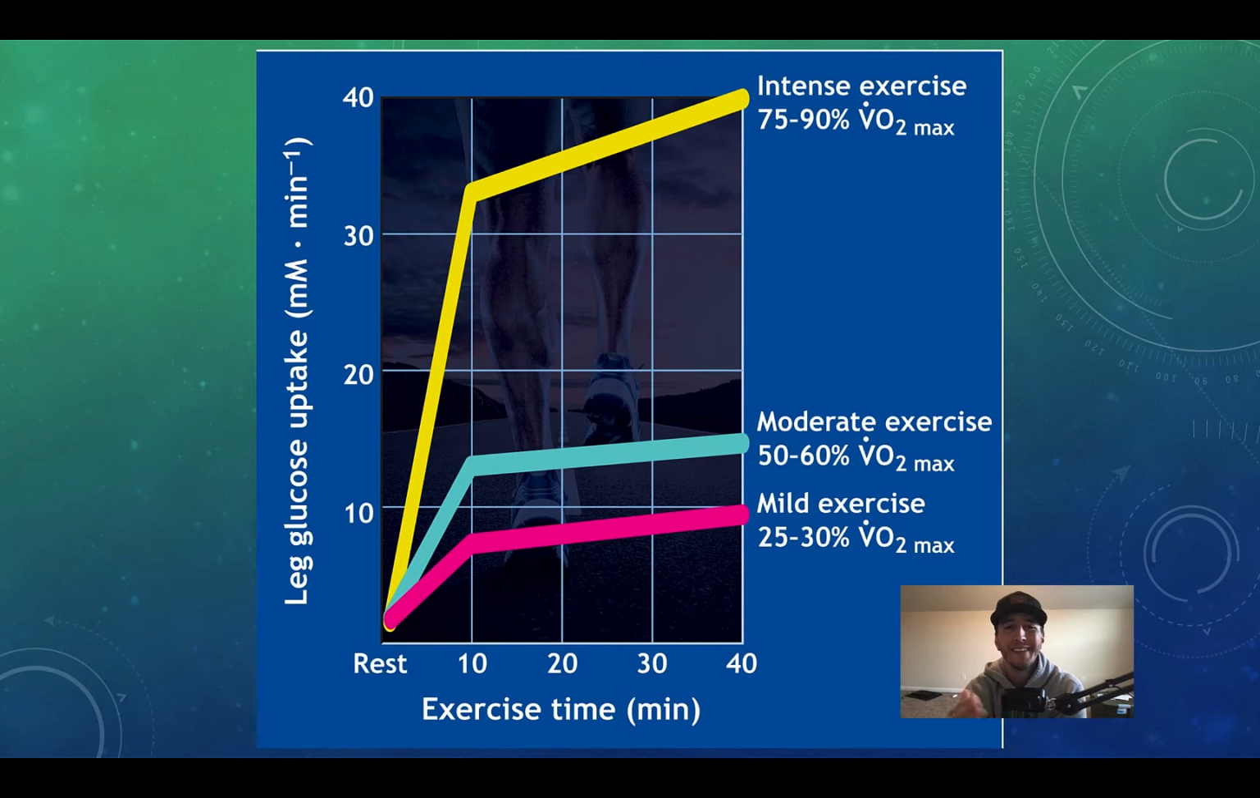So as the intensity of exercise increases, the uptake of glucose increases. This means that muscle is just sucking as much of that glucose out of the blood as it possibly can, because it's trying to fuel that activity as much as it possibly can.